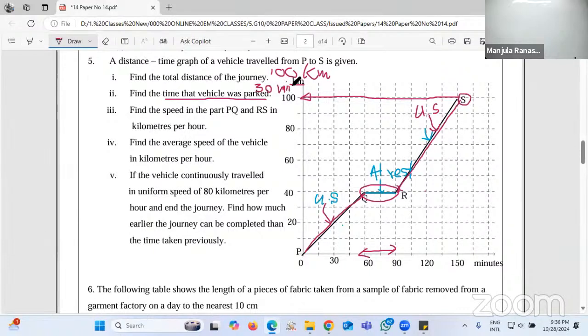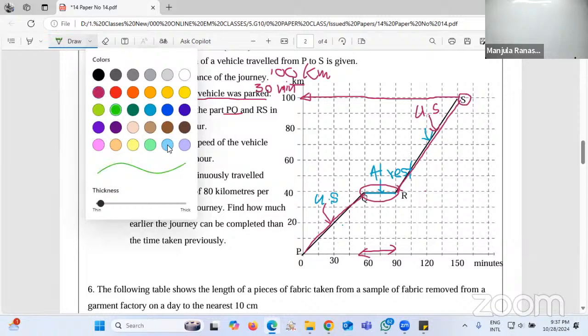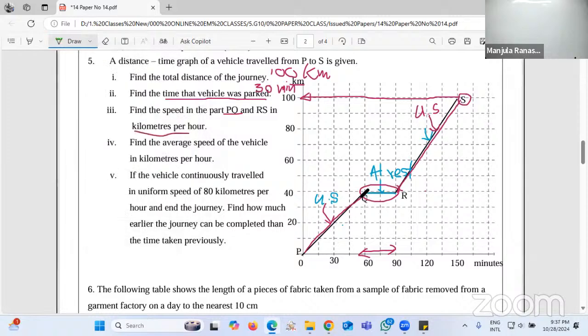30 minutes. Then find the speed in the part PQ and RS in kilometer per hour. So that is the major outcome of this graph, finding the speed of any region using the graph. How to find? PQ speed means you take this right angle triangle, or part of that right angle triangle, and I take this part whole together. This is the right angle triangle. Then take this vertical height and divide it by the horizontal length. So PQ part speed is taken.